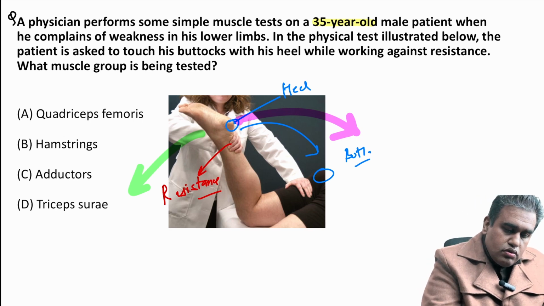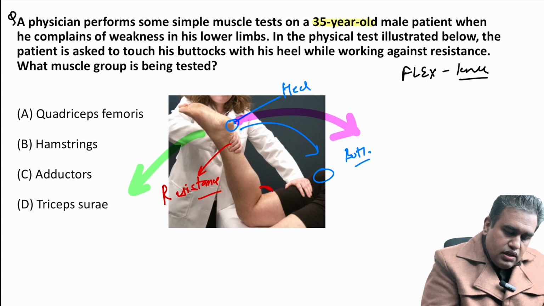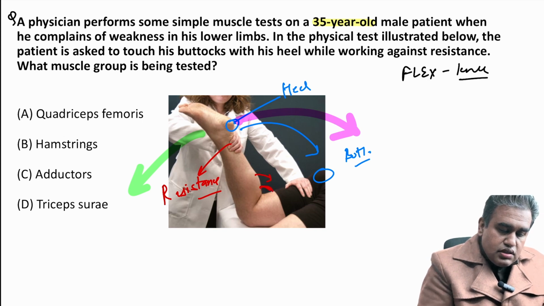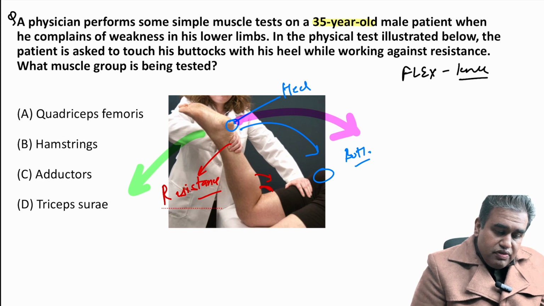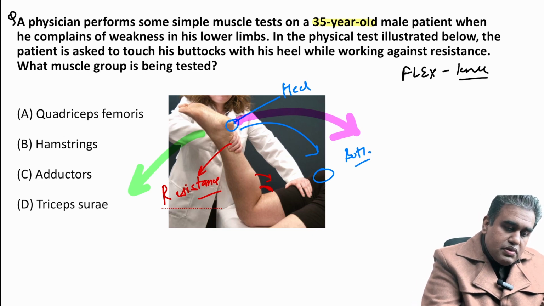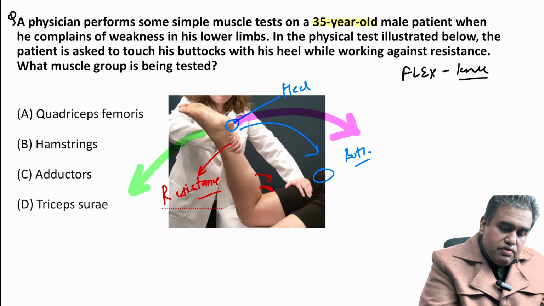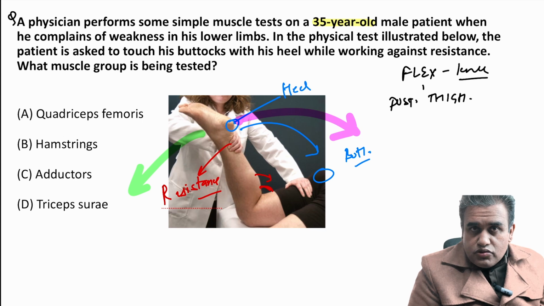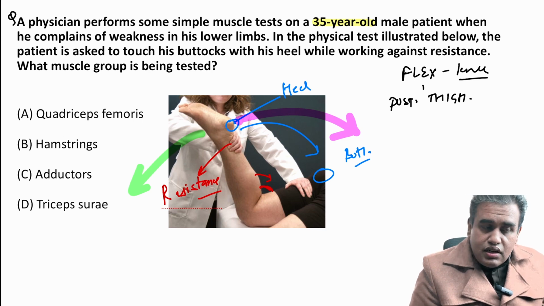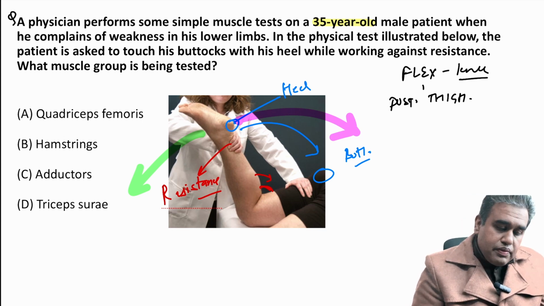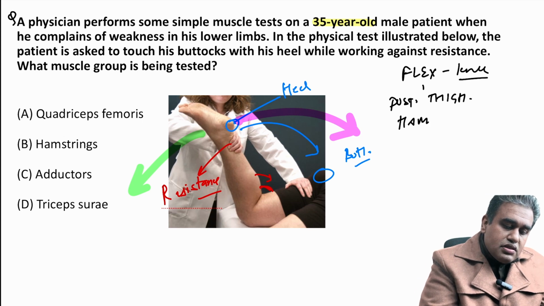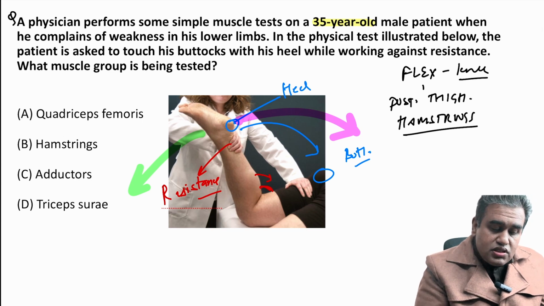What is the action the patient is being asked to do? The patient is asked to flex the knee against resistance. This movement, around the angle of the knee, is the flexion of the knee. So flexion of the knee is done by which group of muscles? If you flex your knee, you will feel the muscles in the posterior thigh contracted. The muscles at the back of the thigh contract when we flex our knee. That group of muscles is known as the hamstrings. And what are the various muscles in the hamstrings group?